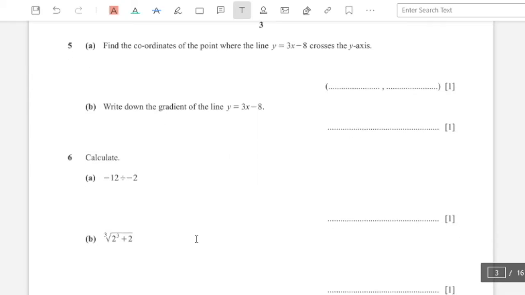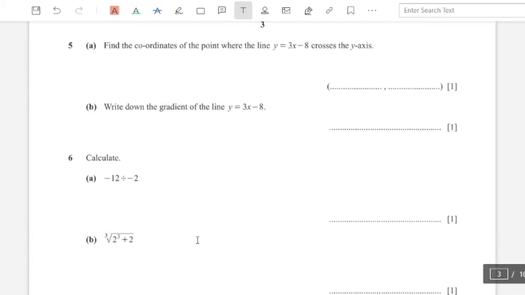Question number 5. Find the coordinates of the points where the line y is equal to 3x minus 8 crosses the y-axis. So minus 8, which is the constant of the equation, tells us that the line crosses the graph at 0 on x and -8 on y-axis. So here we have the coordinates. Write down the gradient of the line y is equal to 3x minus 8, which is 3.